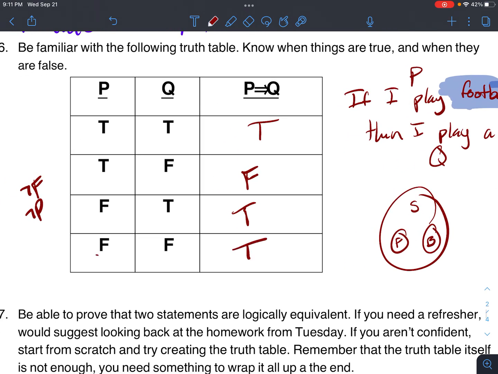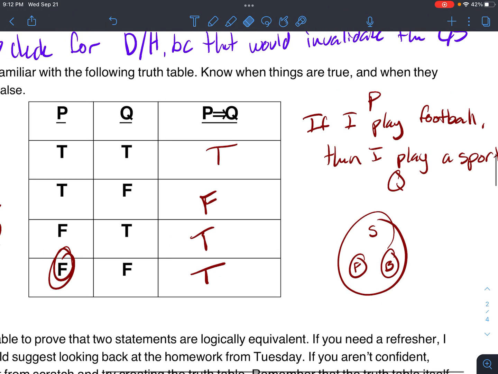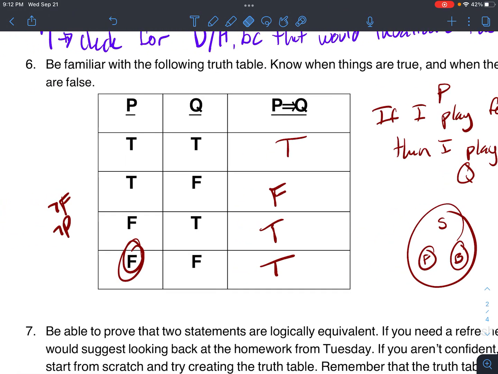And that's how I like to look at the last one. If I don't play football, then I don't play a sport. You could think about this statement like, oh, well, what if I play baseball? It doesn't matter, because we're not talking about football anymore, and our original statement talks about football. Okay? So that's one way that I like to view it.